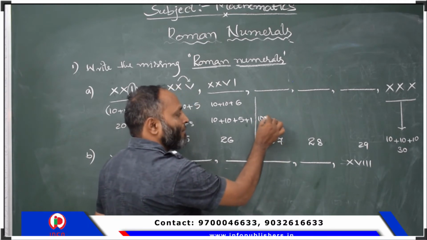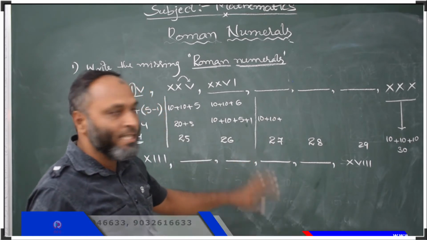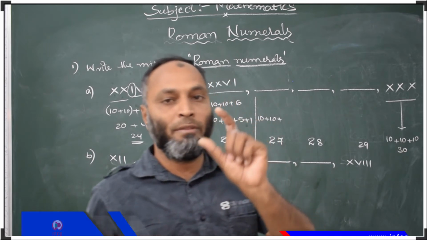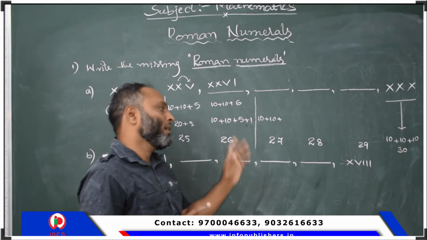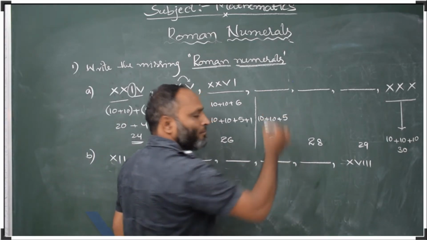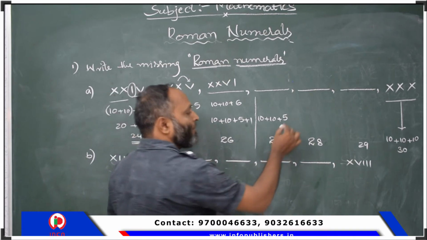We have to write 10 plus 10 as it is, and 7 we make in parts, because there is no Roman numeral for 7 in the Roman system. Then how to divide? First we have to take 5. It becomes 25. And again 2 are left.